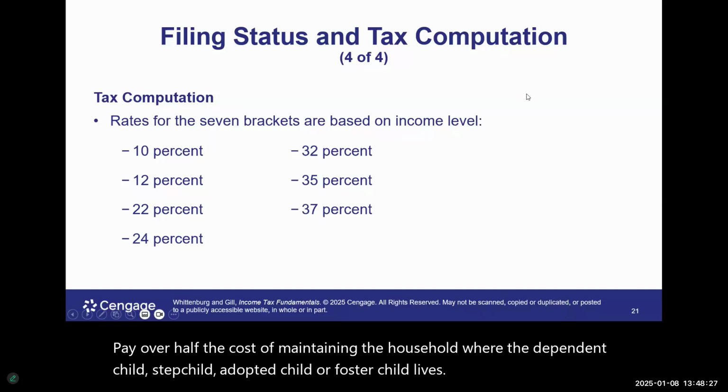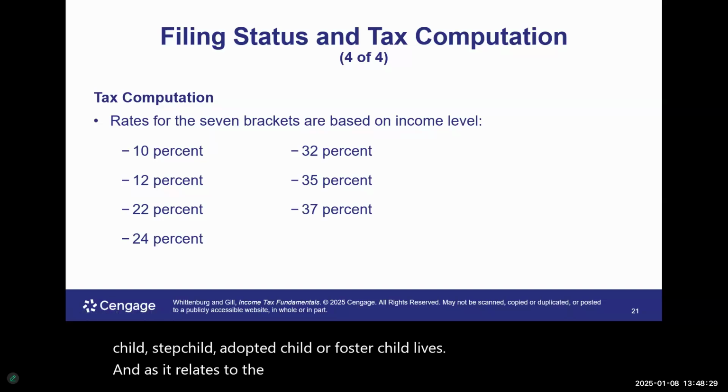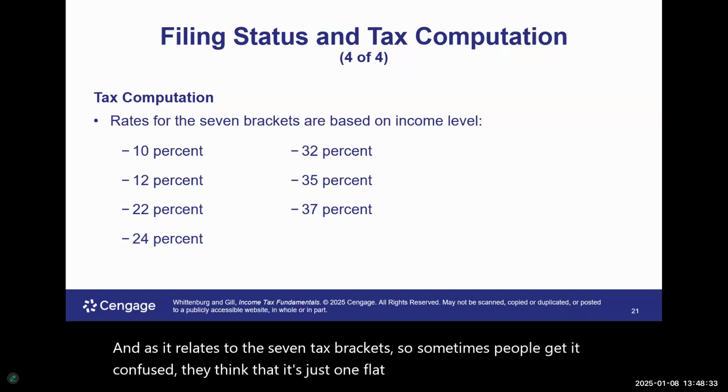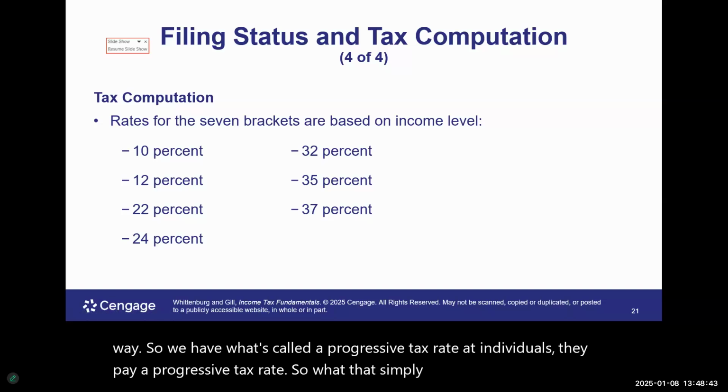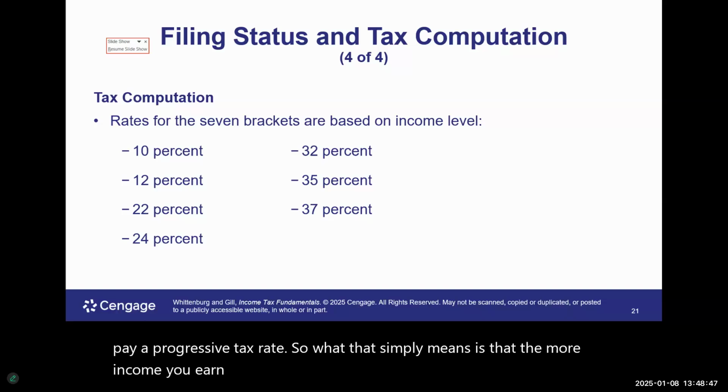And as it relates to the 7 tax brackets, sometimes people get confused. They think that it's just one flat tax rate. It does not work that way. We have what's called a progressive tax rate. Individuals pay a progressive tax rate. What that simply means is that the more income you earn, essentially, the more taxes you pay.